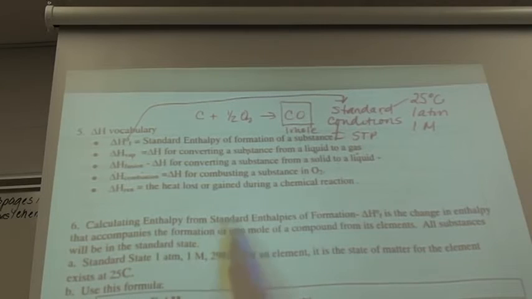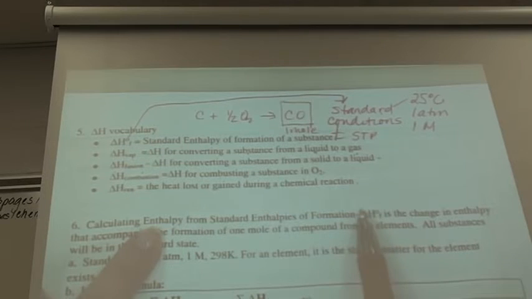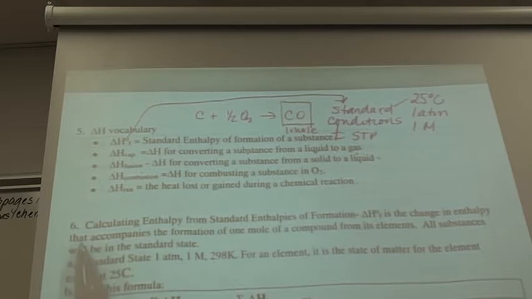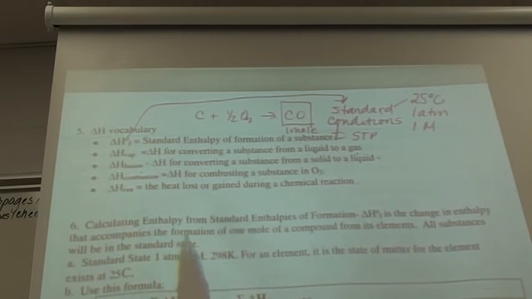All right. So now we're on the third way that you can figure out delta H, and that's looking at the delta H naught of formation, the change in enthalpy that accompanies the formation of 1 mole of a compound from its elements. Get it? All substances are in standard state. Here it is right now. Now, if you have your highlighter, I need you to do something for me.